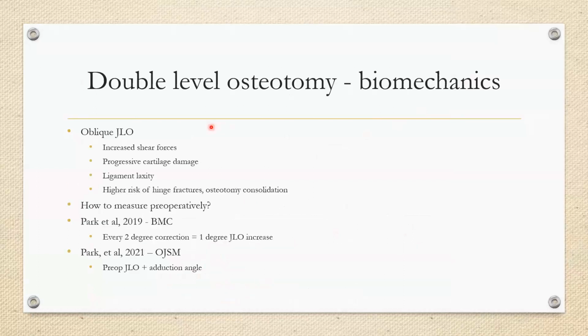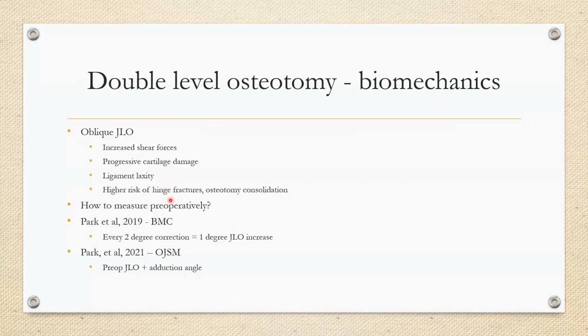So what are the implications of having an oblique joint line? Naturally, with further loading on an oblique joint line, it causes increased and unnecessary shear forces at the joint. This leads to progressive point loading and shear damage within the joint at particular places, leading to progressive cartilage damage. Also, a prolonged oblique shear force acting on the joint leads to ligament laxity in one compartment.